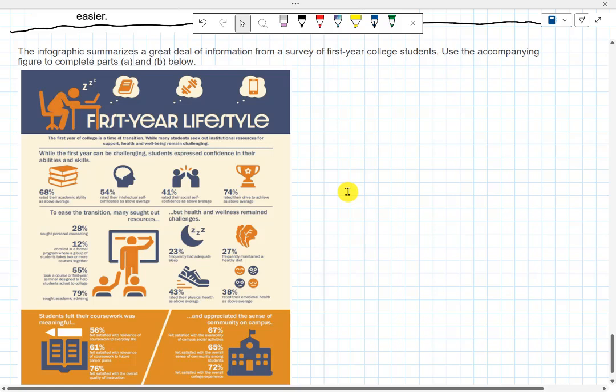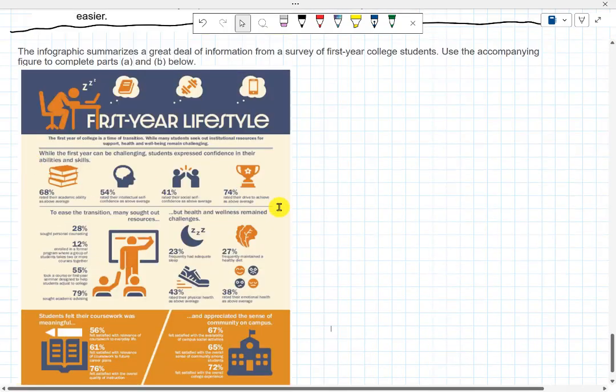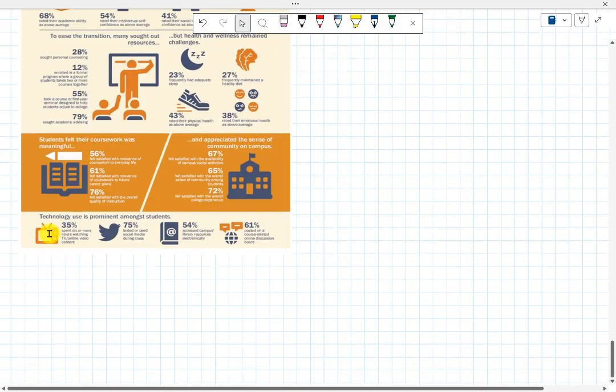All right, I made it as big as I think I'm going to. Let me go ahead and start pulling the questions. But before I do, just keep in mind, some of it's hidden down there. There's information down here as well. See, what they've done is they've broken it into types of categories. They have general percentages up here, but if you look down here, they go into specifics, like technology use is prominent, students felt their coursework was meaningful, etc., etc. Let me go ahead and grab some questions.